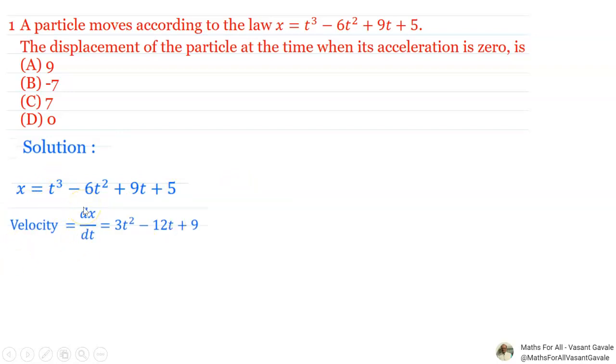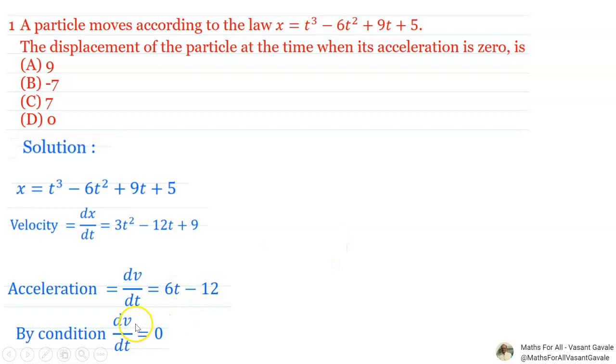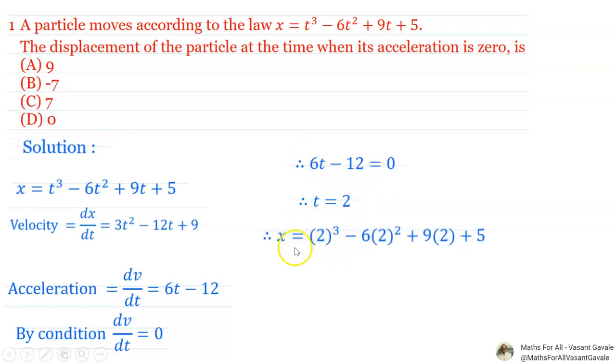Differentiate this with respect to t, then you will get 3t square minus 12t plus 9. Acceleration dv by dt is equal to 6t minus 12. We are given that the acceleration is 0, means what? dv by dt is equal to 0, that is 6t minus 12 is equal to 0. Then you will get t is equal to 2, and hence the displacement when the acceleration is 0 is, substitute t is equal to 2 in this expression, then you will get x is equal to 7, and hence option C is correct here. Okay, easy question.